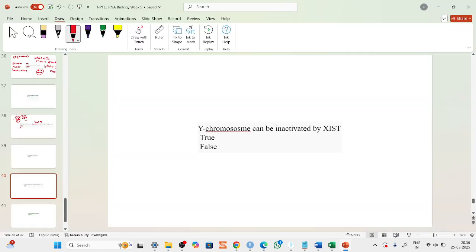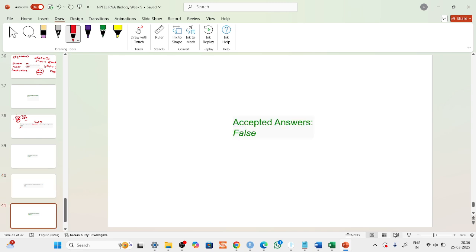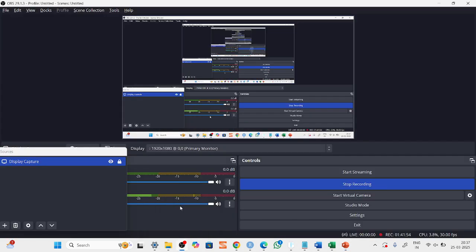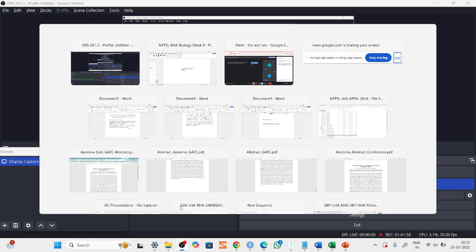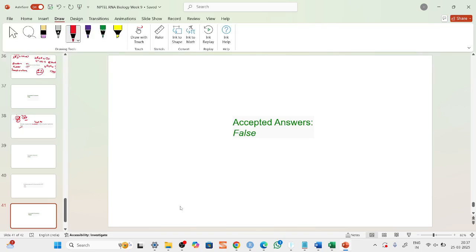So the question is, the Y chromosome can be inactivated by Xist, and the correct answer is false. Why is it false? Because here we are studying X chromosome inactivation. From the beginning we have been studying how the X chromosome can be inactivated and the different ways of inactivating it. We're not talking about the Y chromosome, we're talking about the X chromosome.